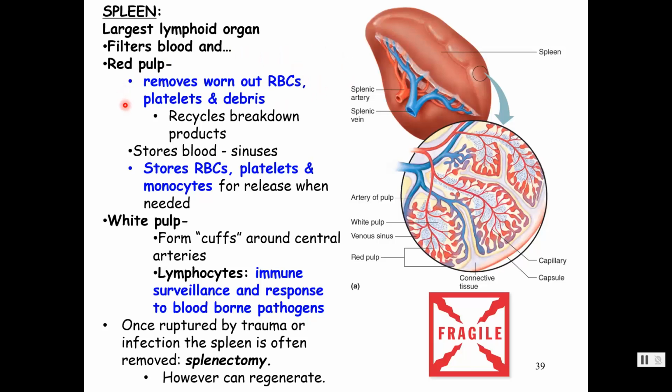Platelets only live for about 10 days. And then any cellular debris. And then two, of course, we're recyclers, so we're going to recycle all of those breakdown products from hemoglobin. The spleen also stores blood, so it has open capillaries, sinuses. It's storing for us excess red blood cells, platelets, and monocytes that the spleen can release when we need them. So if we've been cut, and then two, when there is an infection.